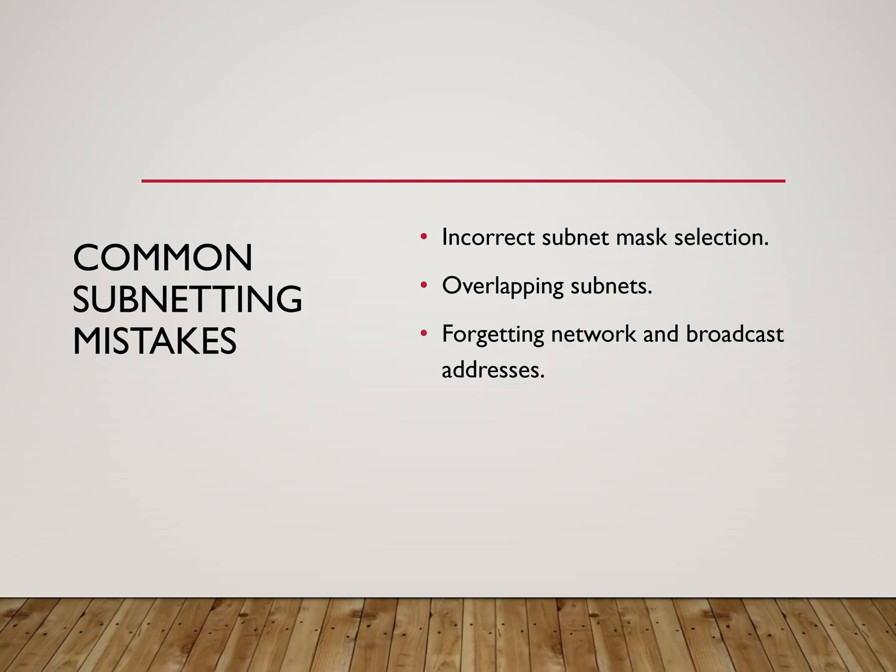Some common subnetting mistakes include selecting the wrong subnet mask, creating overlapping subnets, and forgetting about network and broadcast addresses. These errors can lead to connectivity problems and inefficient network design.